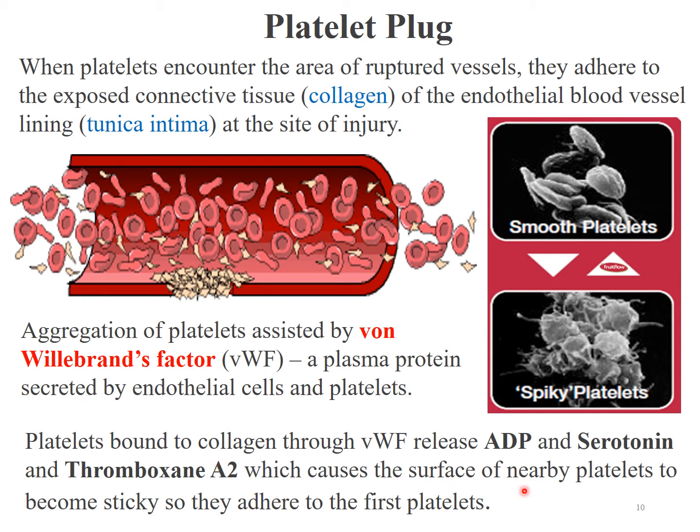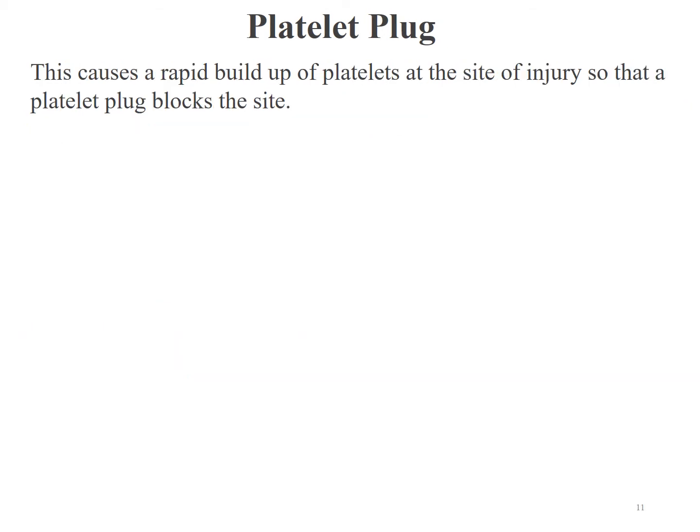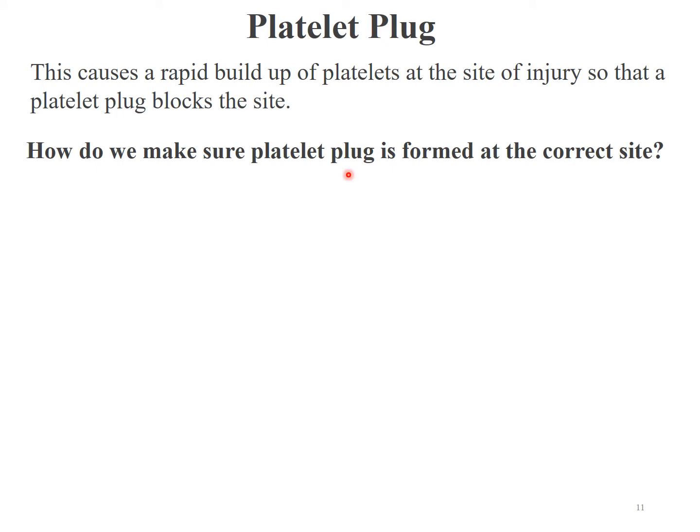So the function of ADP is to add even more platelet cells, while the function of serotonin is to maintain vasoconstriction, and for thromboxane A2, it is to activate even more platelet cells for hemostasis. Eventually, the build-up of the platelet plug blocks the site of injury. But how do we know if the platelet plug is formed at the correct site?